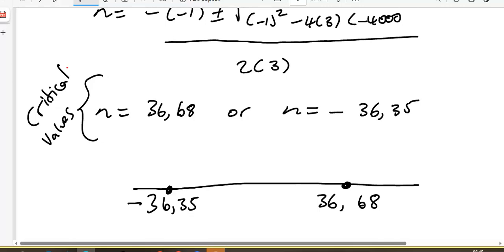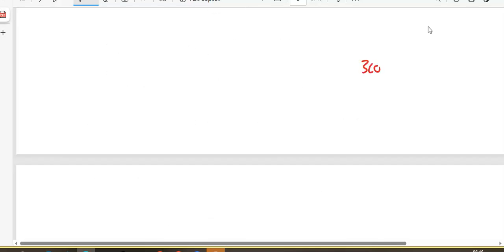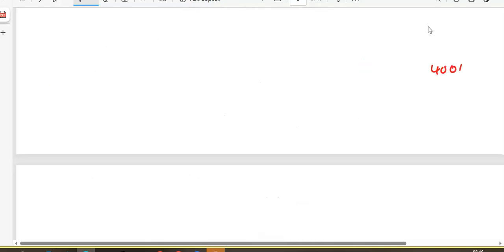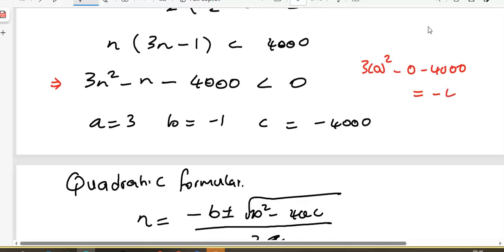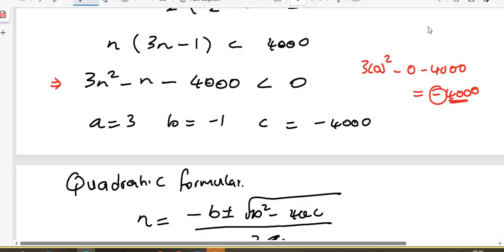We can choose any number between this, but because it's a negative and a positive, I always like to choose 0. So if I choose 0, you'll go back to this equation where there's n, put that 0 here, which will give us 3 into 0 squared minus 0 minus 4,000. The answer is negative 4,000. We're not interested in this 4,000, but we need the sign. You take that sign, which is negative.